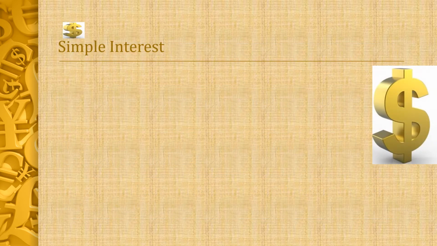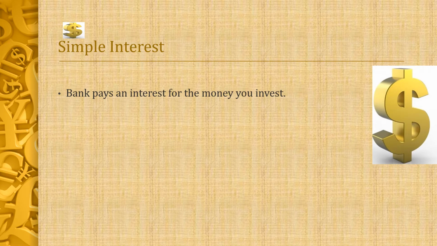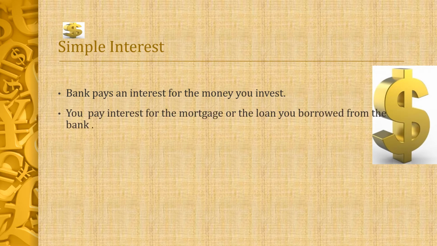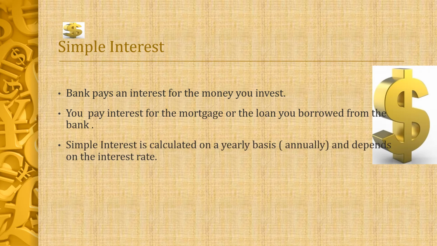There are a few examples for simple interest. Bank pays an interest for the money we invest. We pay interest for the mortgage or the loan we borrow from the bank. And also the simple interest is calculated on a yearly basis, which is annually, and depends on the interest rate. The interest rate is often given per annum.